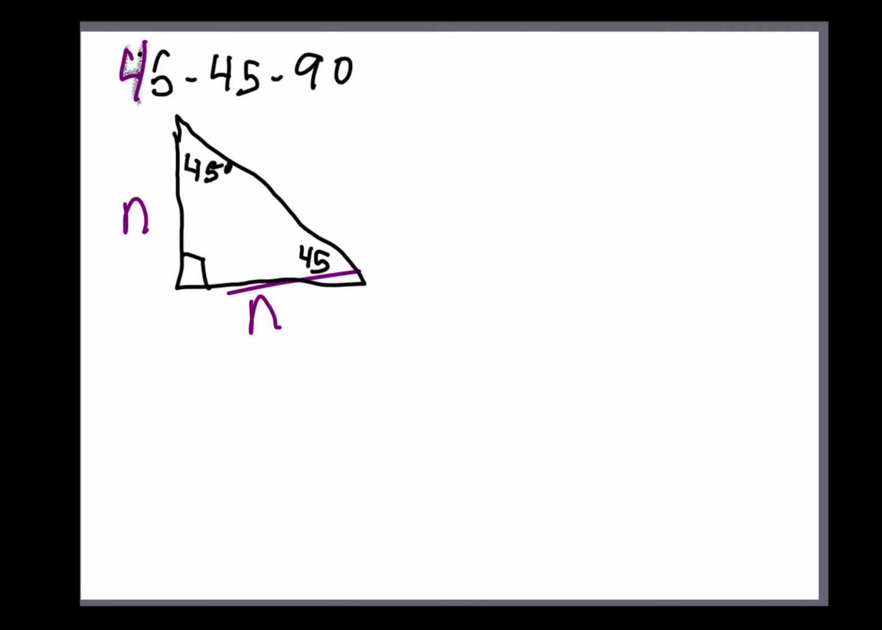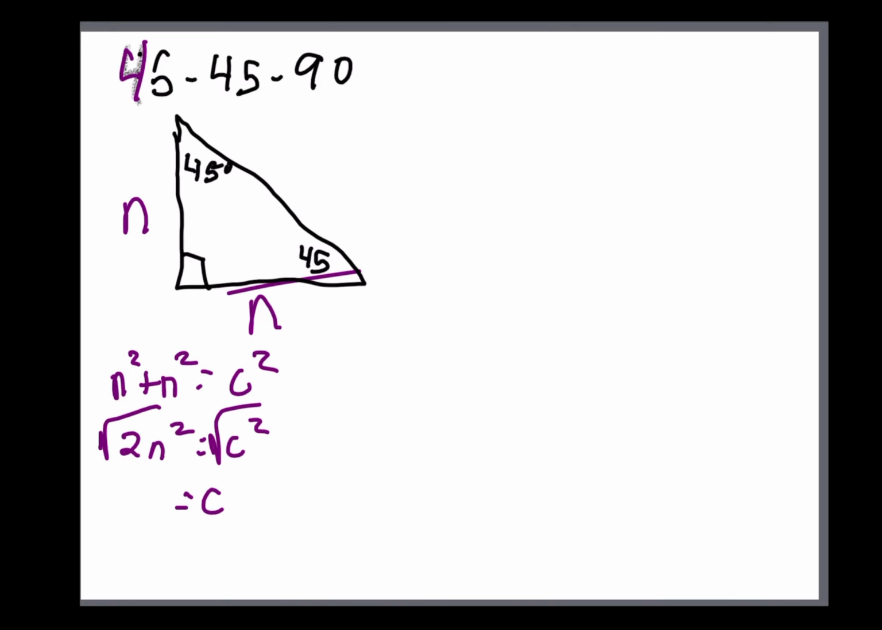We could go through the Pythagorean Theorem and find out what that third side has to be. N squared plus N squared equals C squared, so that's 2N squared equals C squared. Take the square root of both sides, and we end up with C equal to N times the square root of 2. That's what the ratio is always going to be for this side: N times the square root of 2.